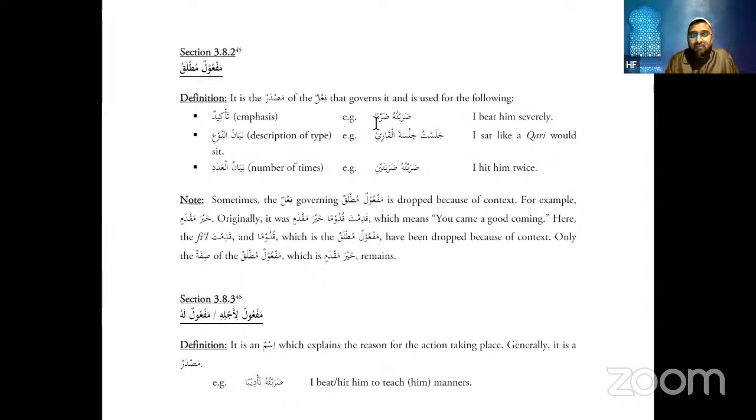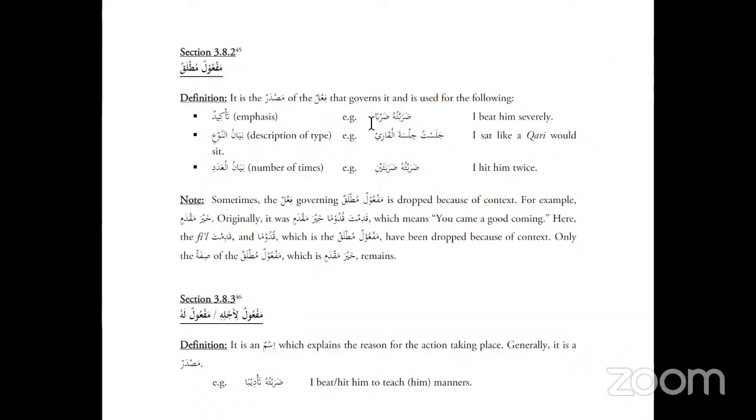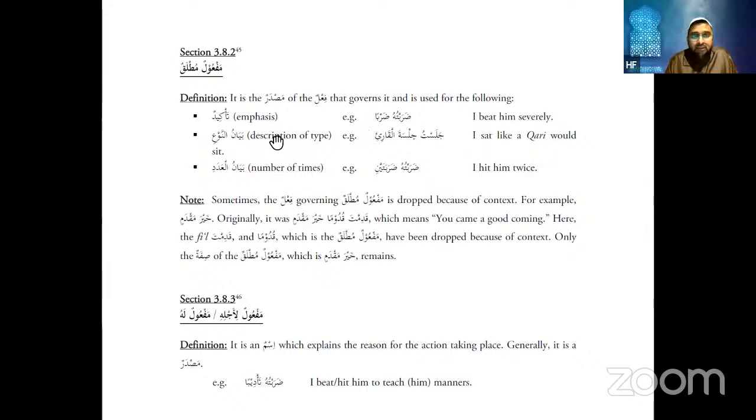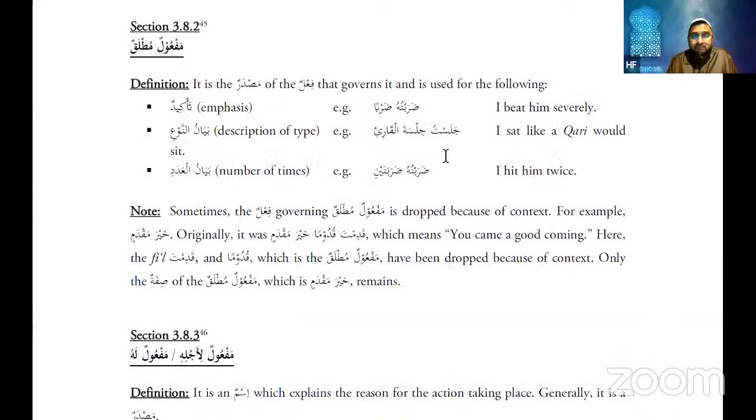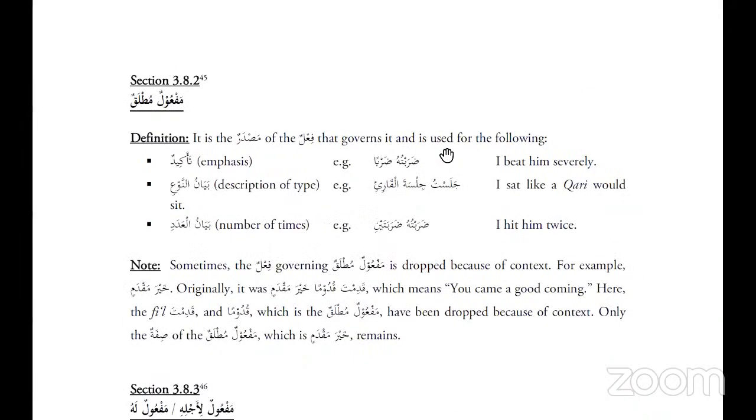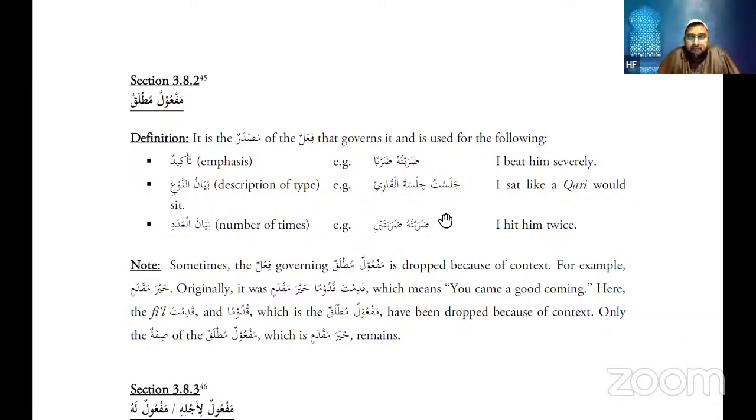Here it's coming as an emphasis, because when you say beating or severely, it's conveying the same meaning, that he was beaten itself. Okay. The second one: bayanun, description of the type. It describes the type of action of sitting being taken. Jalastu jilsatan qariya, I sat like a qari would.